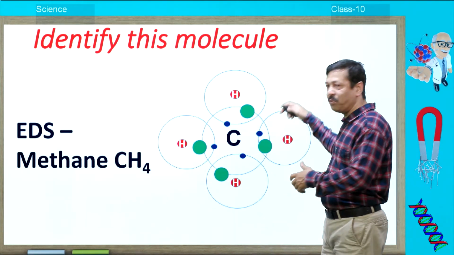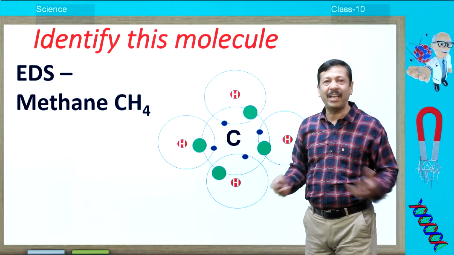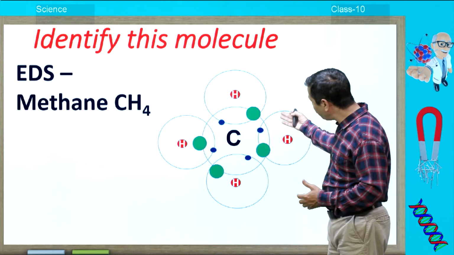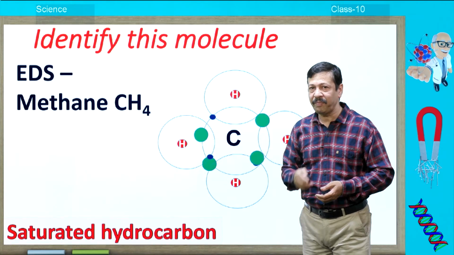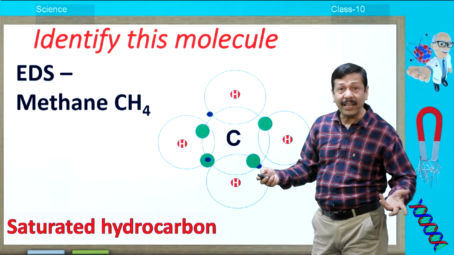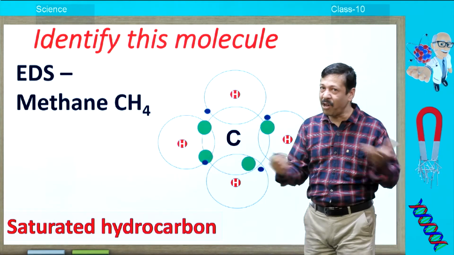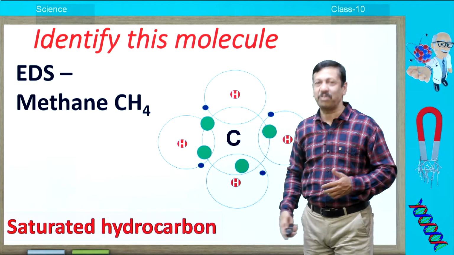Identify this molecule. This is the electron dot structure of methane. Already I think you practiced this one. Very important structure. You should not forget the electron dot structure of the elements. This is the saturated hydrocarbon. Why? Yes, you are right, because they have only single bonds between carbon and hydrogen.